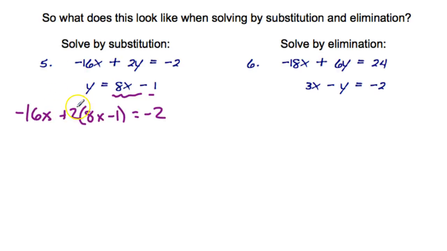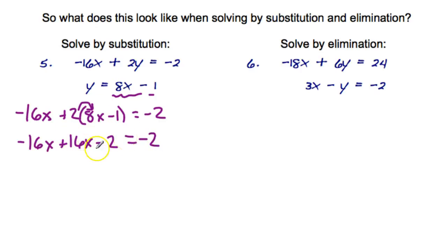Alright, now I need to simplify this. I'm going to use the distributive property. Before I do that, let me just write negative 16x. And now 2 times 8x, that's going to be plus 16x. 2 times negative 1, and that's going to be negative 2. And that equals negative 2.